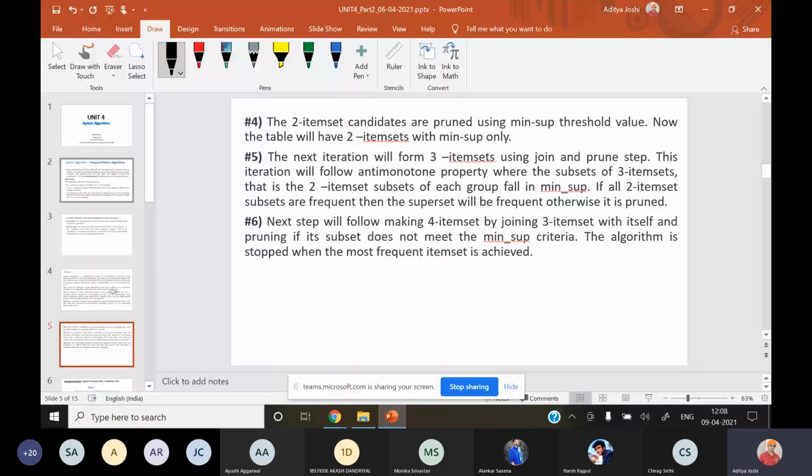In the next iteration, we will form three-item sets with the help of the join and prune steps. In the same way, in the next step, we will form four-item sets by joining the three-item sets with themselves. And if a subset does not meet the minimum support criteria, we will remove that item from the data set and we will get the most frequent item.